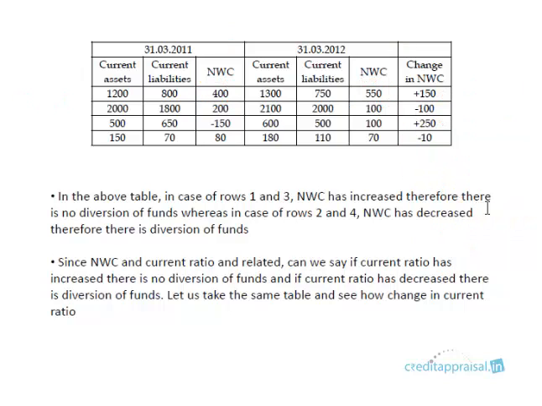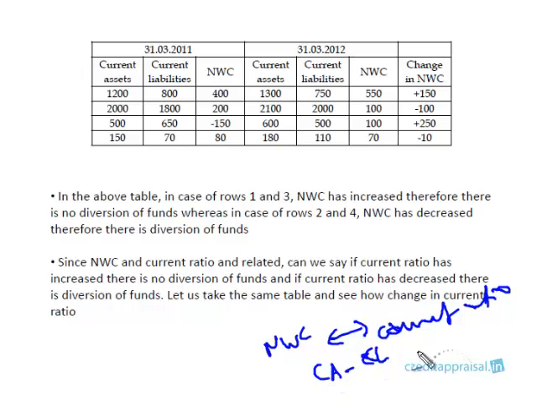Also, there is one more point that you need to remember. In our earlier discussion of NWC and current ratio, we said that these two are highly correlated. Current ratio and NWC are both one and the same in the sense that this is current assets minus current liabilities, this is current assets by current liabilities. So basically, they are measuring the same thing, right? One is in absolute terms, in rupee terms, and the ratio has no units, but basically they tell you the same thing, right? What is the margin?